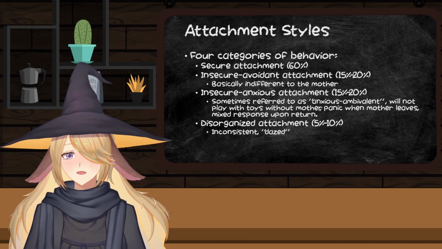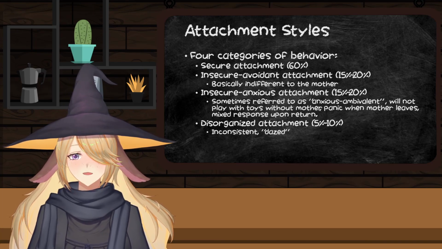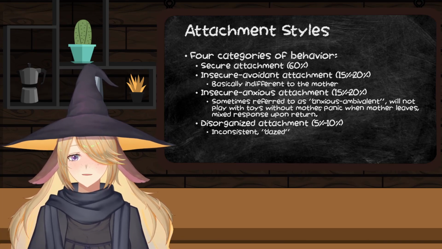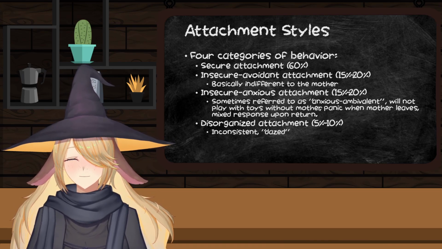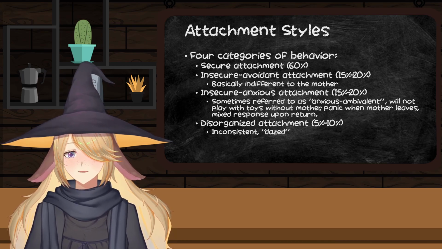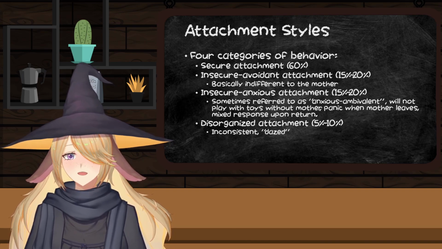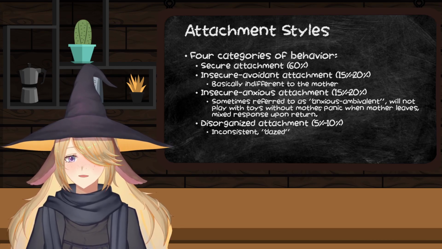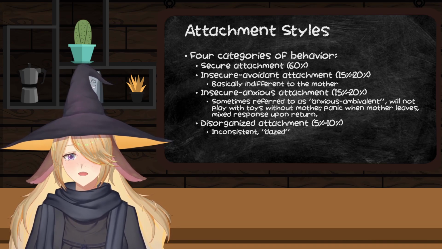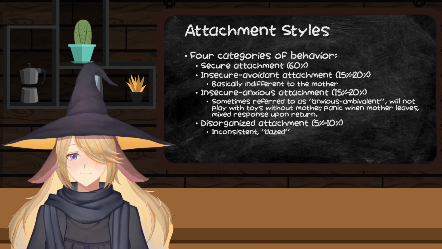They show secure attachment, which is when the adult, the mother or the caregiver, leaves, they notice, and they are uncomfortable because of it. Now, insecure avoidant attachment, they're basically indifferent, but insecure anxious attachment is where the child notices that the parent is gone and starts to freak out.